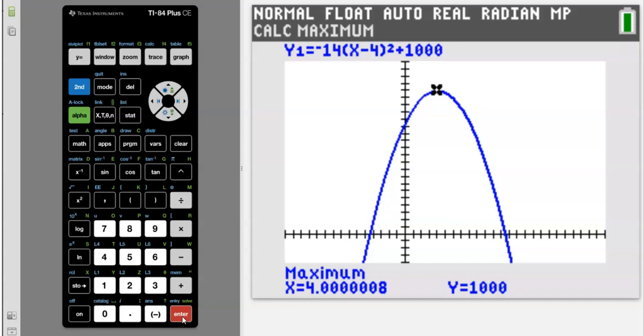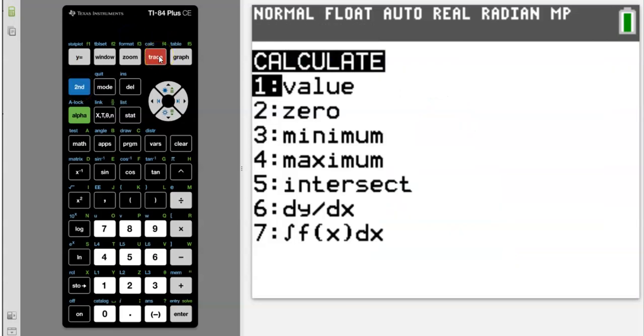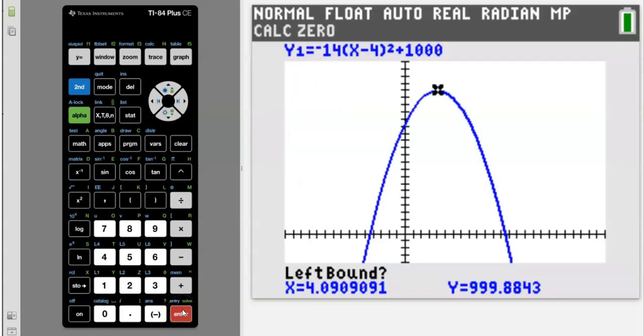Next, would you like to find the zeros of the graph? That would be helpful. So, second trace. Do we all see this menu? Yes? Now go to 0. We want to find the zeros. Push enter. Which 0 do you want to find first? The negative one or the positive one? The positive one? Okay. Go down here.